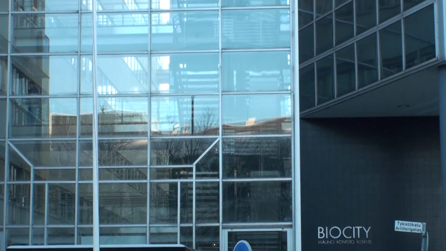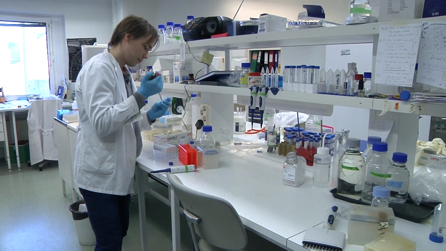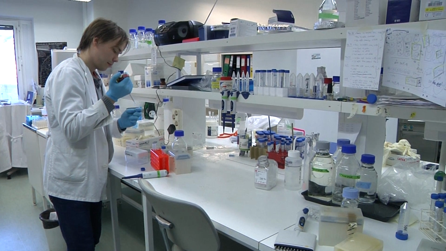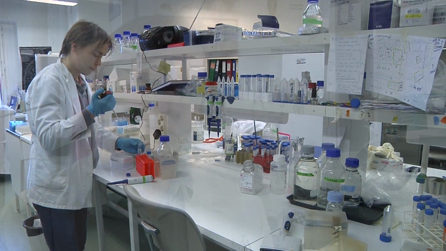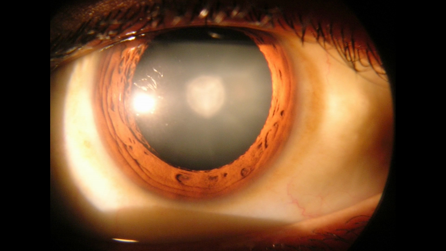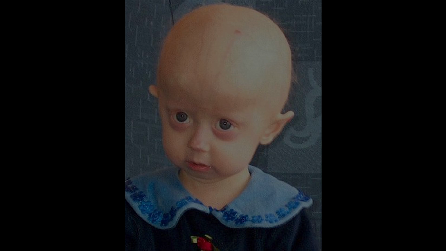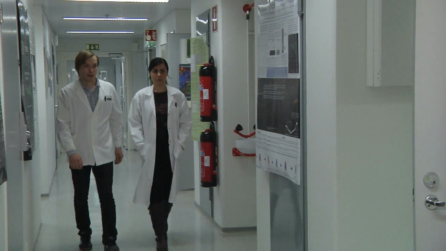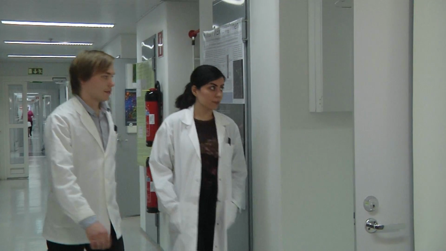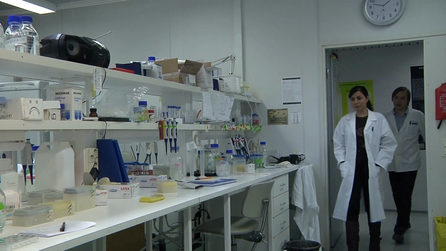Here in BioCity, the scientists are searching for the link between advanced aging and its correlation to genetics through the fruit flies. And mutations in intermediate filaments are involved in many different diseases, such as cataract, dilated cardiomyopathy, and progeria, which is maybe the most famous disease related to intermediate filaments. Here we are using the fruit fly, Drosophila melanogaster.